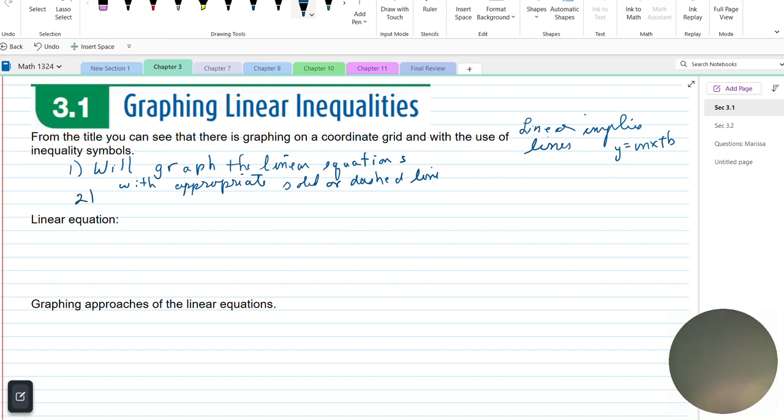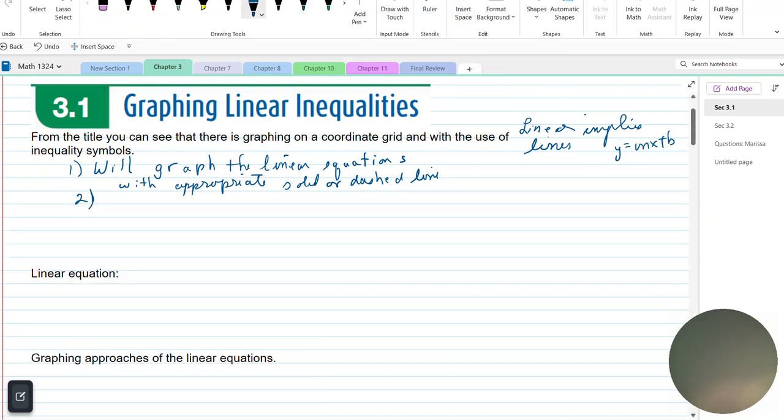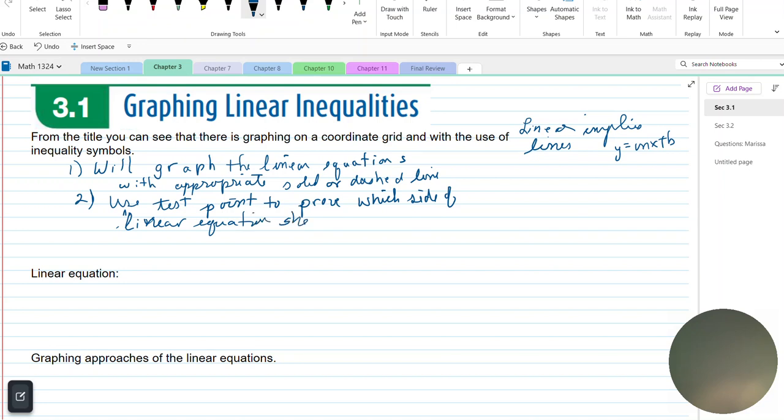Then our second step is going to involve using a test point to prove which side of the linear equation should be shaded, to both lines.